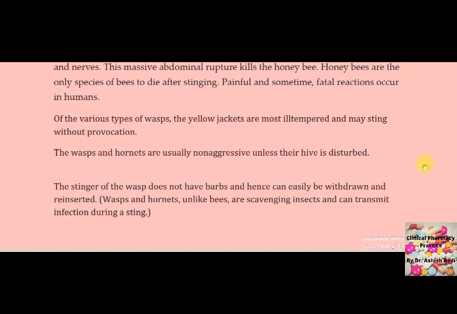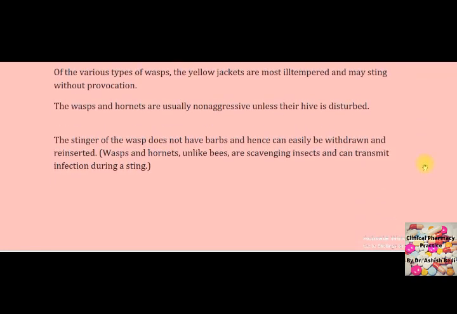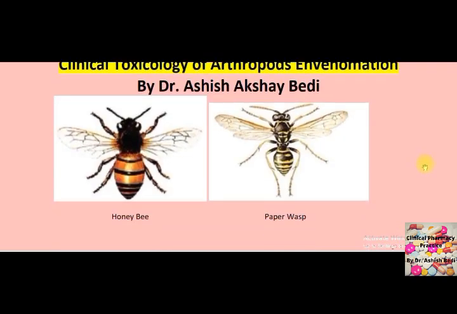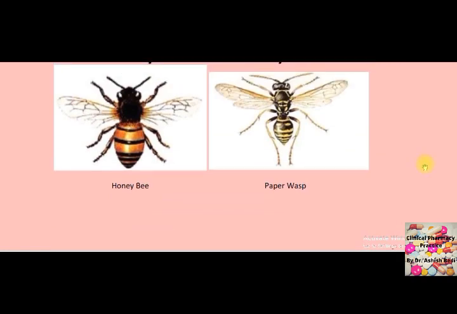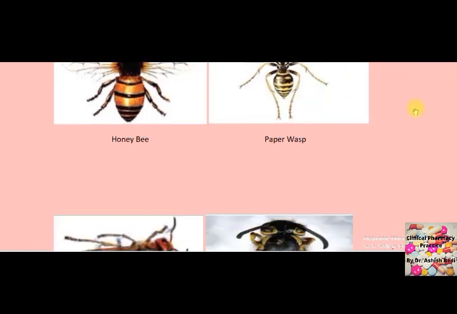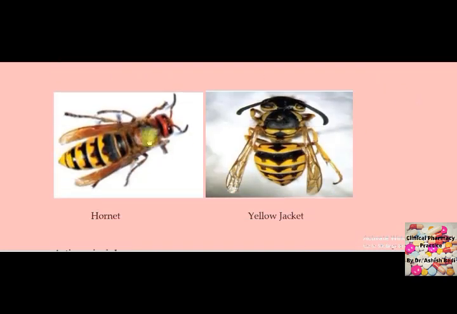Okay, now we will move ahead. This is the picture. You can watch it. Honeybee. This is paper wasps, and this is hornet, and this is the yellow jacket.